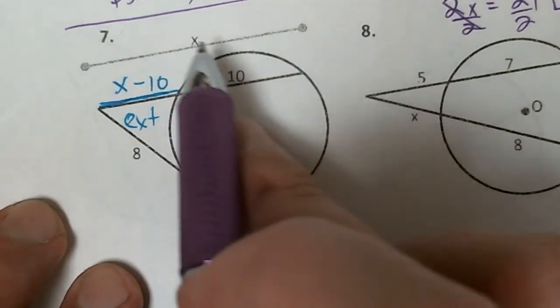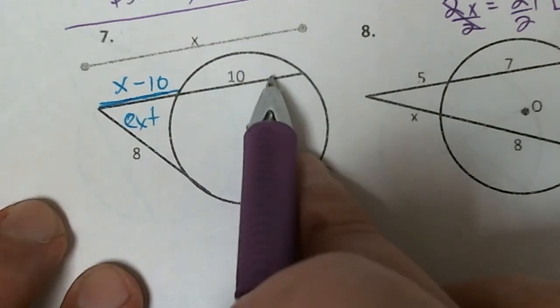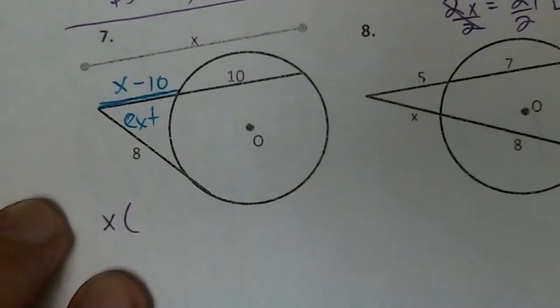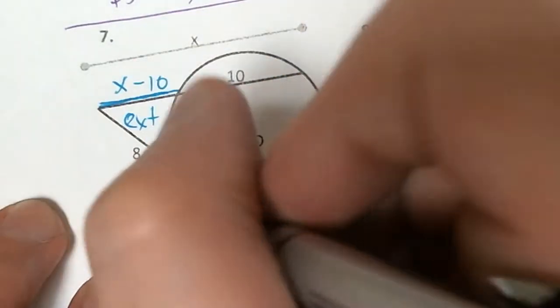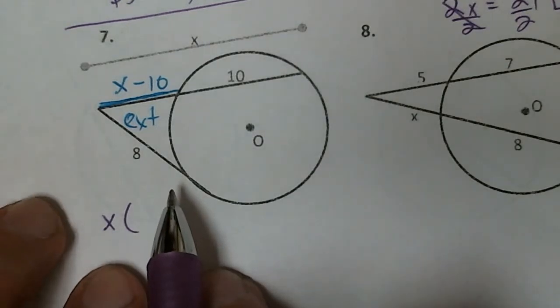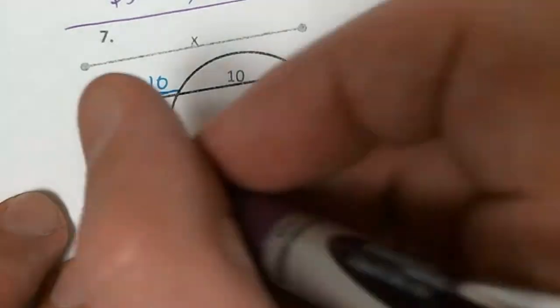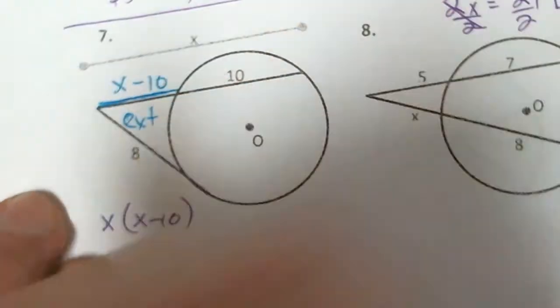But if you didn't recognize that or see it, if I add this piece plus that piece, x minus 10 plus 10, the 10s just cancel. I'm left with x. So the whole piece, x, times the exterior piece, which is x minus 10.